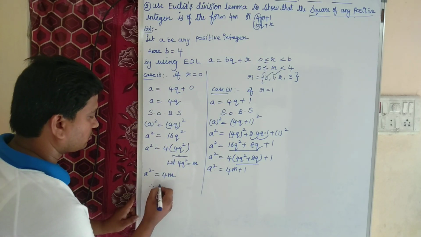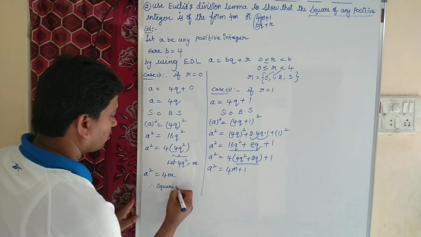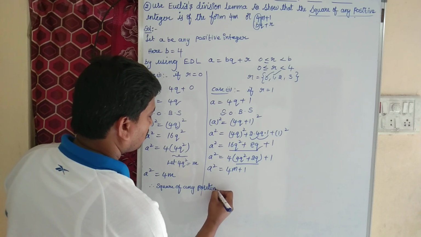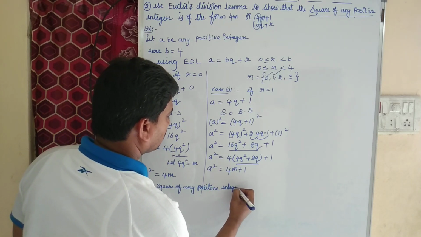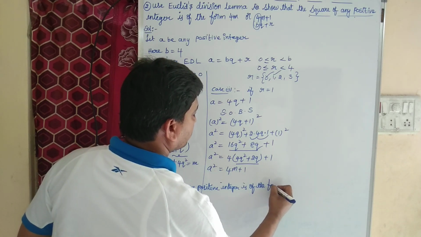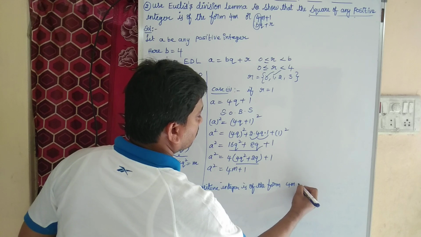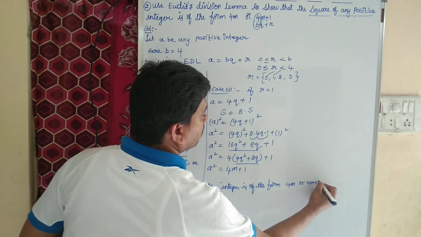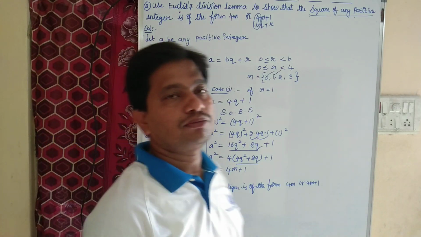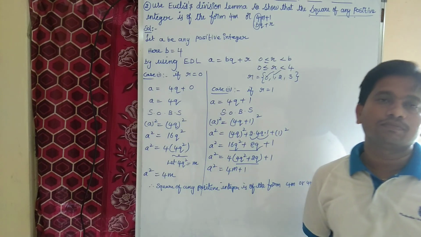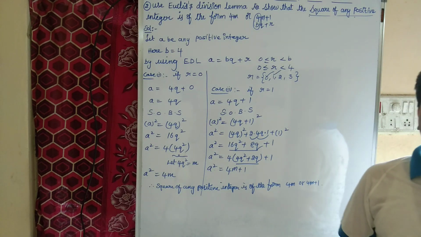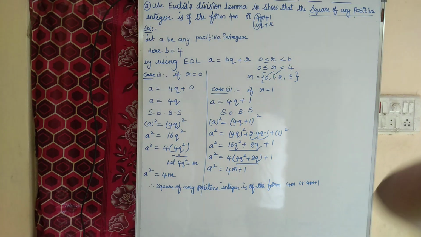Therefore, square of any positive integer is of the form 4m or 4m plus 1. Children, damn sure they are asking this method problem. Okay, after watching the video, even you also try to do it, then you will get these sums.